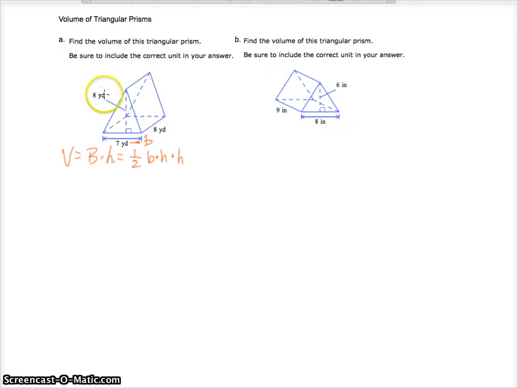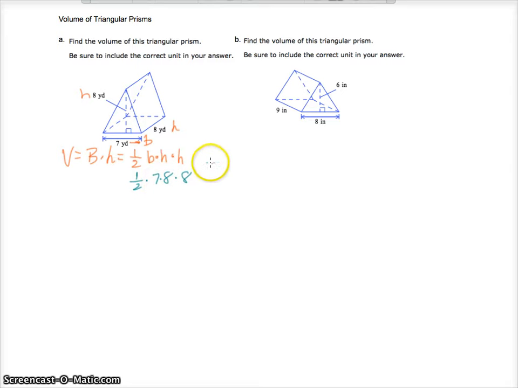So 7 yards is the base, 8 yards is the height, and 8 yards here is the height of that figure also. So now we need to do 1/2 times 7 times 8 times 8. So when we do this math, we want to multiply everything first, and then come back and do the 1/2 of. So let's do 7 times 8 times 8.